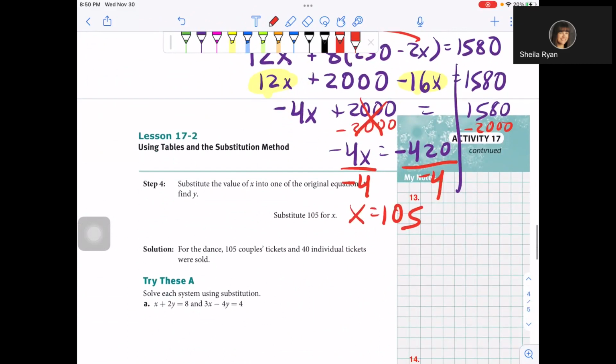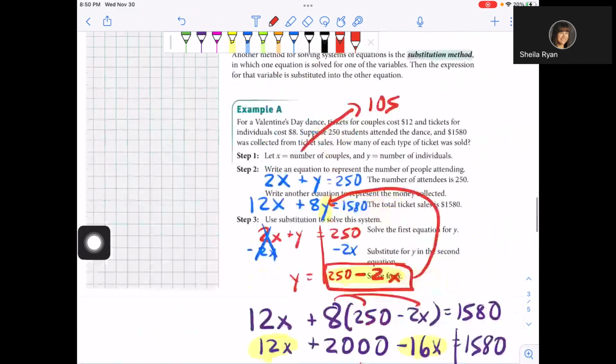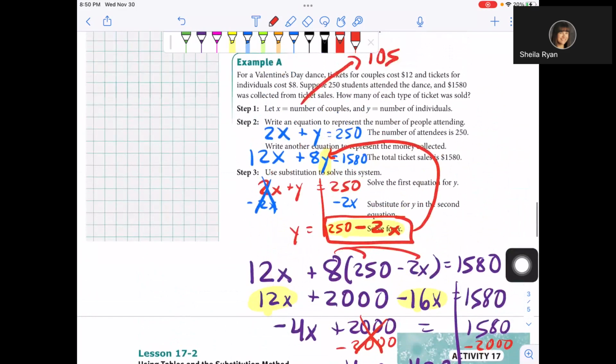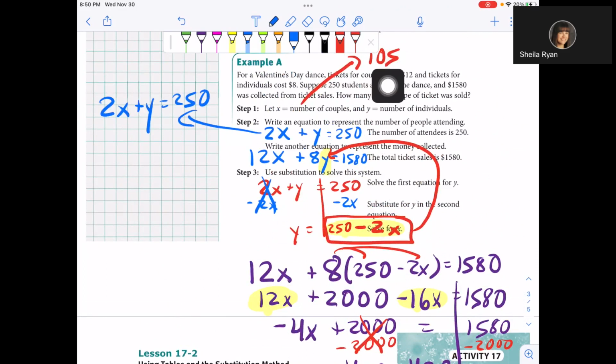The last thing we'll do is we want to know what Y is as well. X is the number of couples, that's 105 couples. Y is the number of individuals, and we want to figure out how many there were that attended. So what they're saying to do is you substitute 105 now for X. You can pick either equation you want. I'm going to use the top one because it looks easier: 2X plus Y is 250. So we found out that X is 105, and so you would plug in that 105, and then you would solve again.